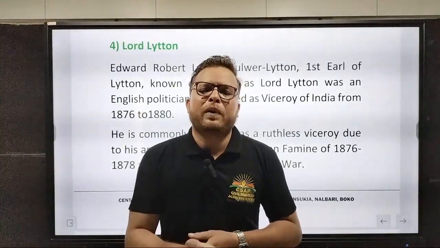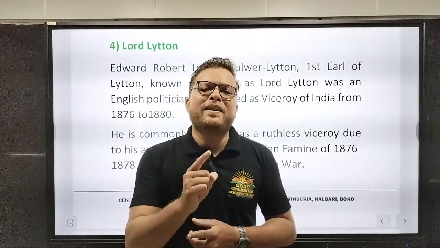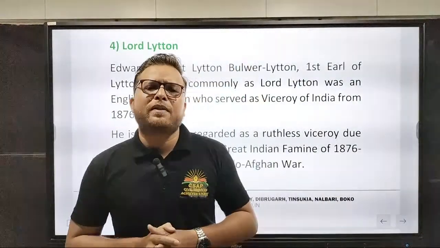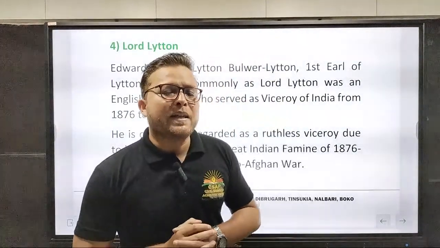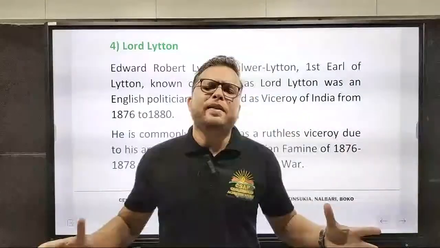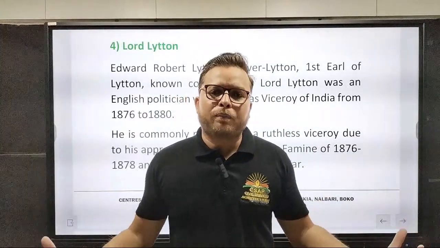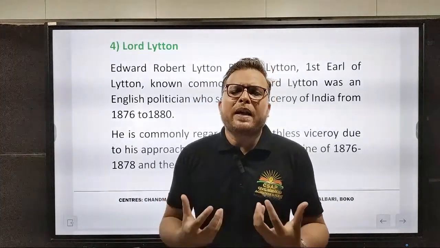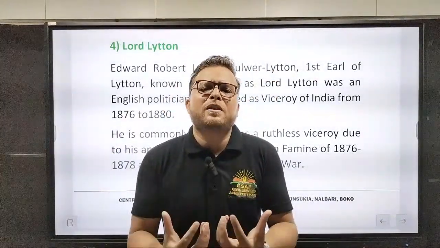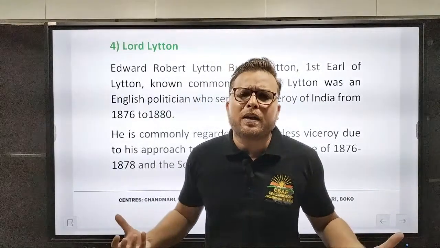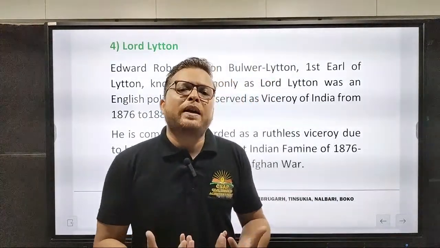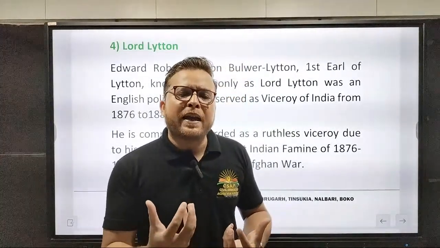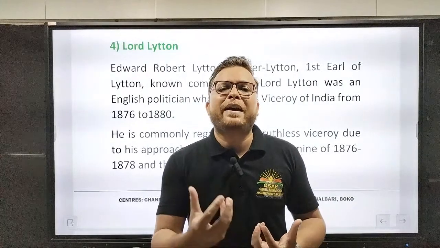On the contrary, in 1877 CE, what did he do? On the contrary, in 1877, Lord Lytton organized a grand darbar. In this particular grand darbar, what was the occasion? Why did he do this? This grand darbar was organized to give the title of Kaiser-i-Hind, or Empress of India, to the then Queen of Great Britain.